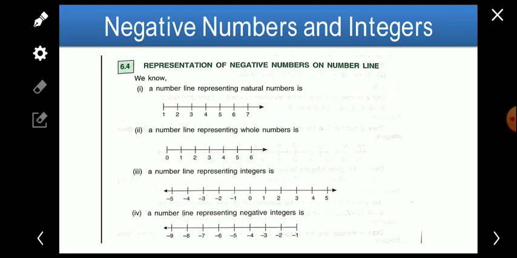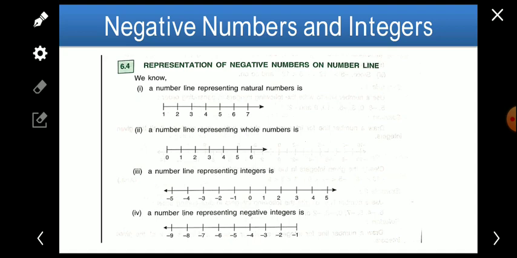Today we will learn about the representation of negative numbers. Representation of the positive numbers, that is the whole numbers, we have already learned in the number system. Now we are going to learn how to represent any integer, negative numbers also, on the number line. For that we will do the same as we do to represent the whole numbers. We will draw the number line.